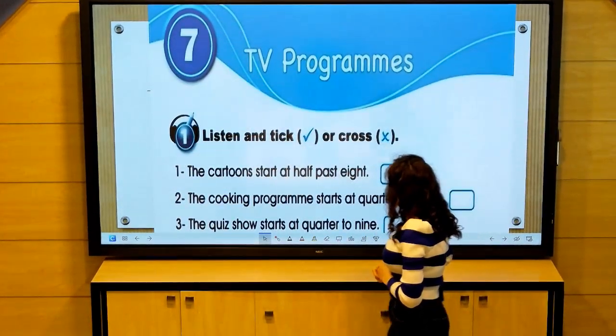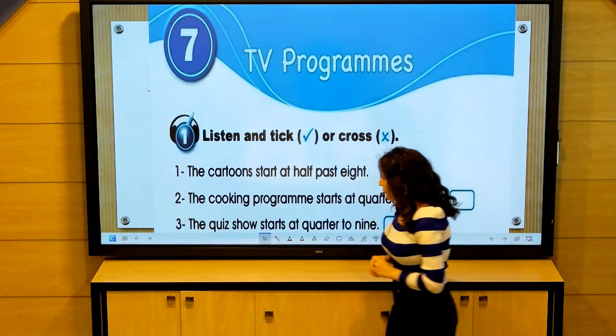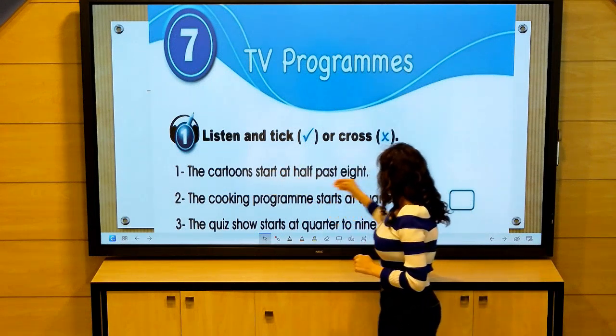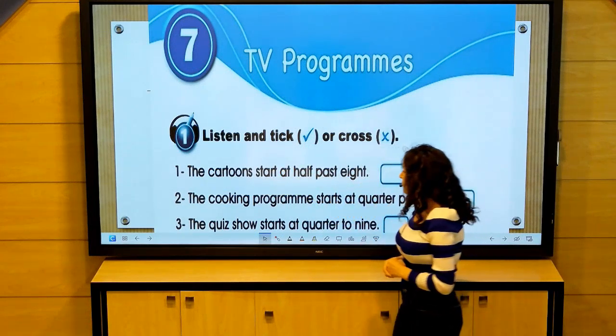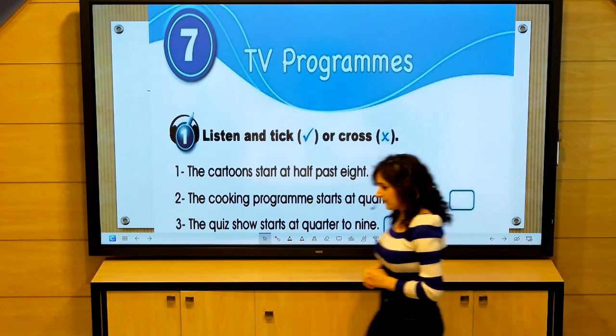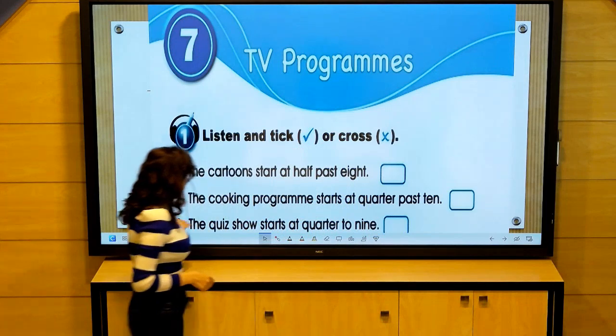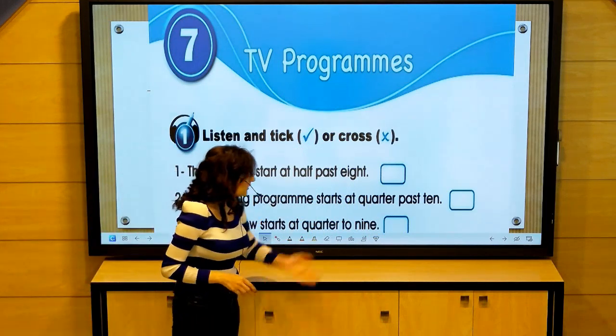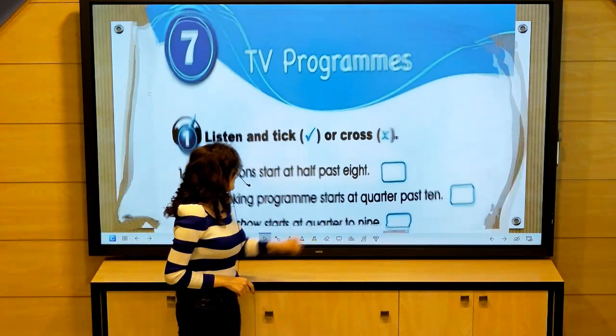TV programs, listen and tick or cross. The cartoons start at 8:30. Number two, the cooking program starts at 10:15. Finally, the quiz show starts at 8:45.